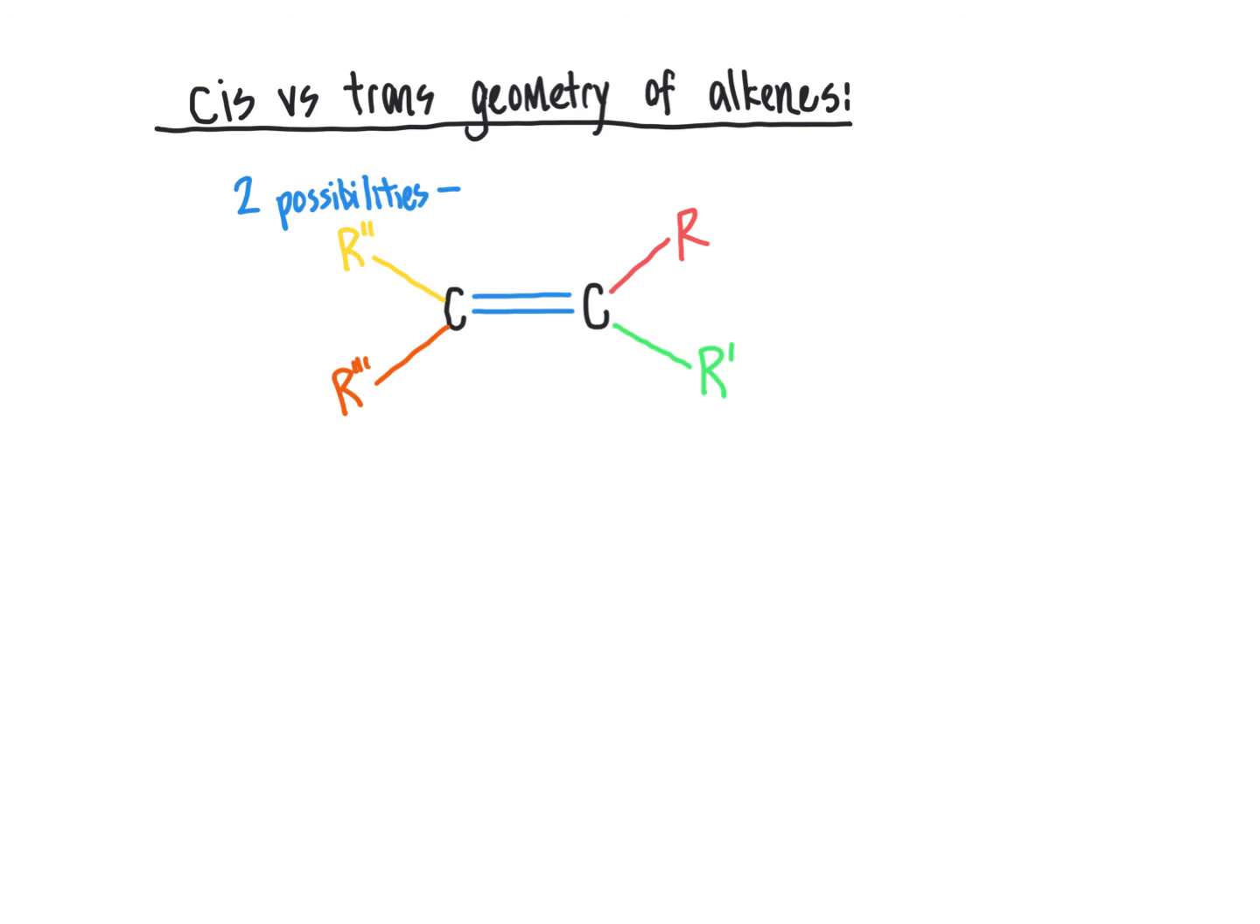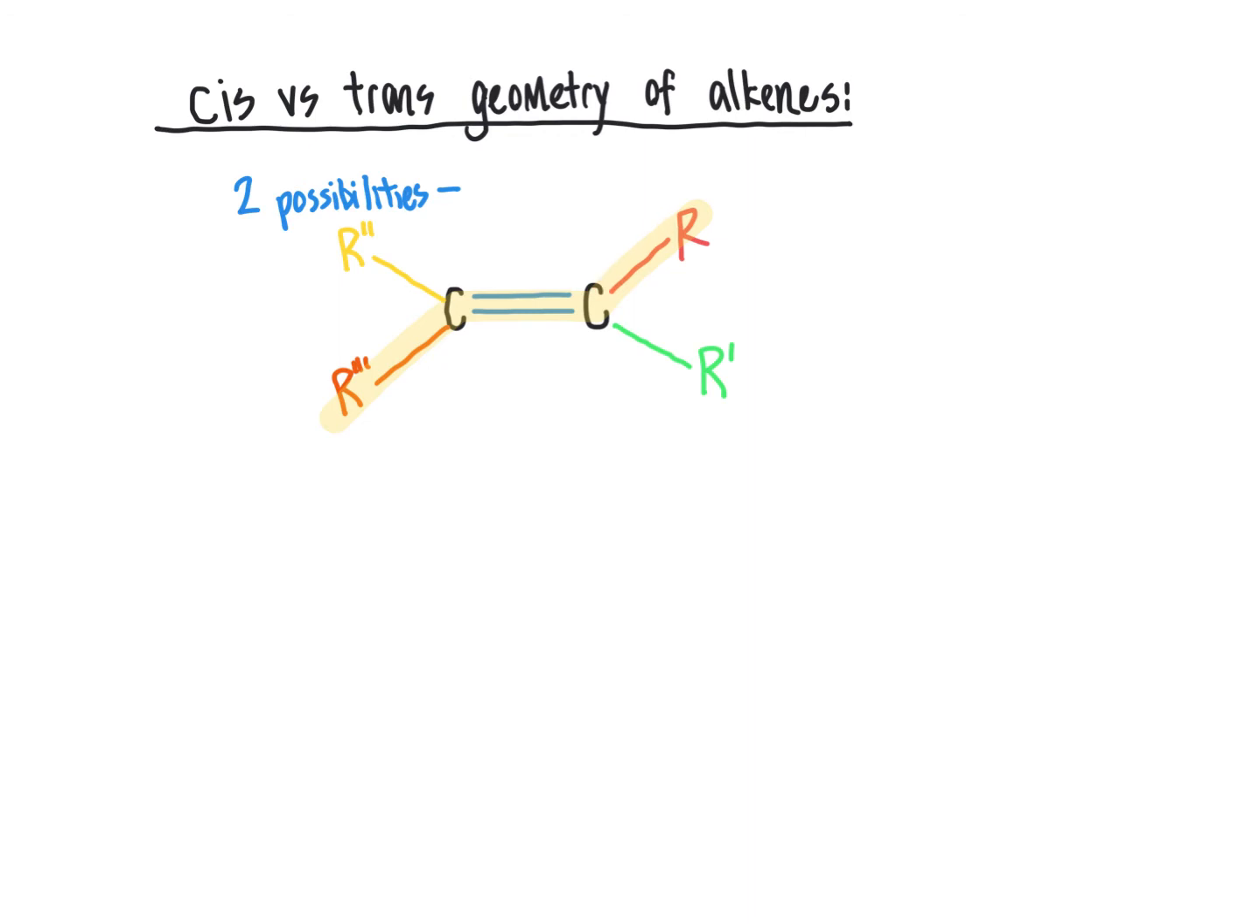Now, one possibility is that, looking at the structure, R in red and R triple prime in orange could be on opposite faces of the molecule. In other words, one of them is below the carbon atom that it's bonded to, and the other is above the carbon atom, higher than the carbon that it's bonded to.